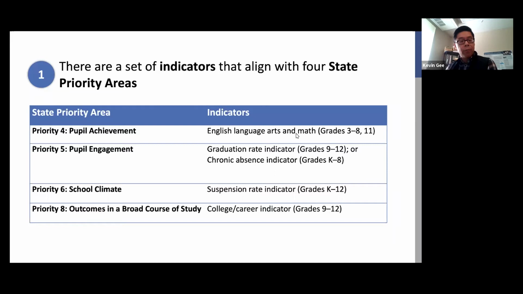But as you can see here, for example, priority 6, which is school climate, the indicator underlying school climate is the suspension rate indicator. Similarly, for example, state priority 8, which is outcomes in a broad course of study, the underlying indicator for that state priority area is the college and career readiness indicator.